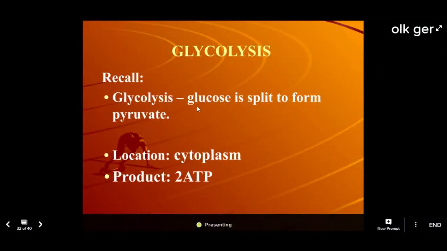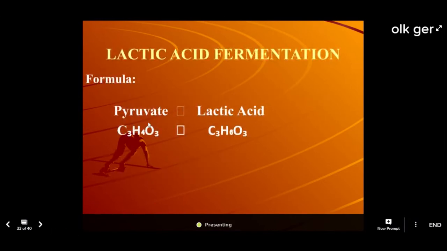So glycolysis, let's recall, is when glucose splits and you have 2 ATP, a net gain of 2 ATP, and the location is the cytoplasm. So here's the formula. We have pyruvate, which is split off. Notice how close it looks to lactic acid.